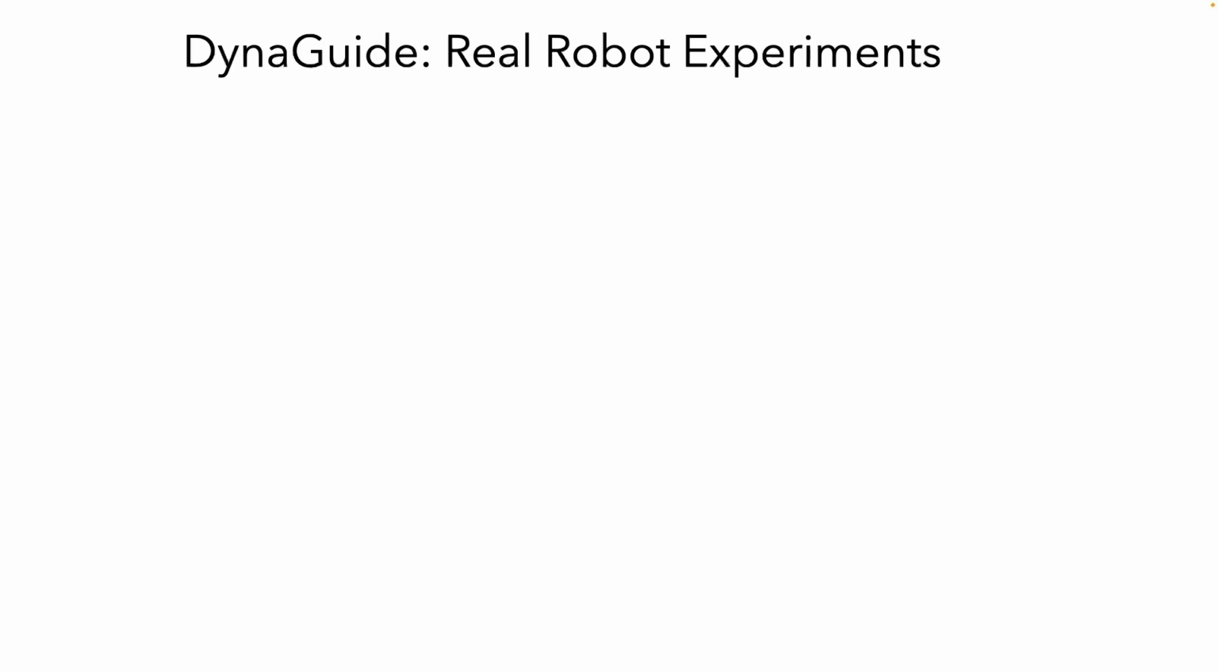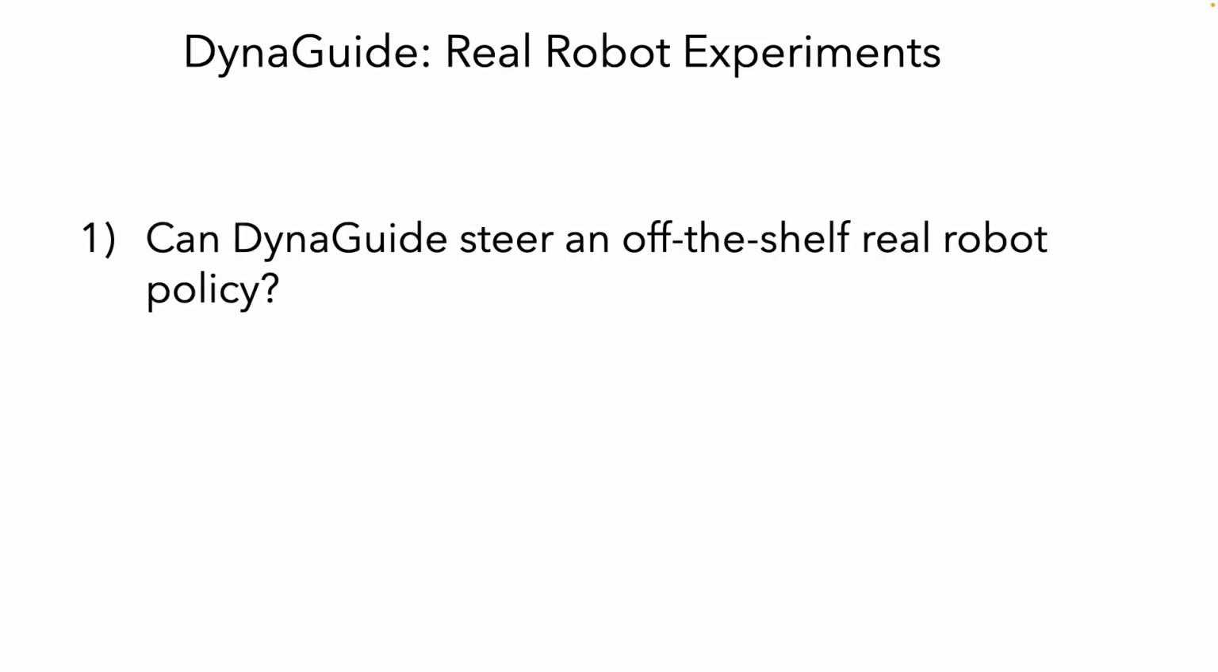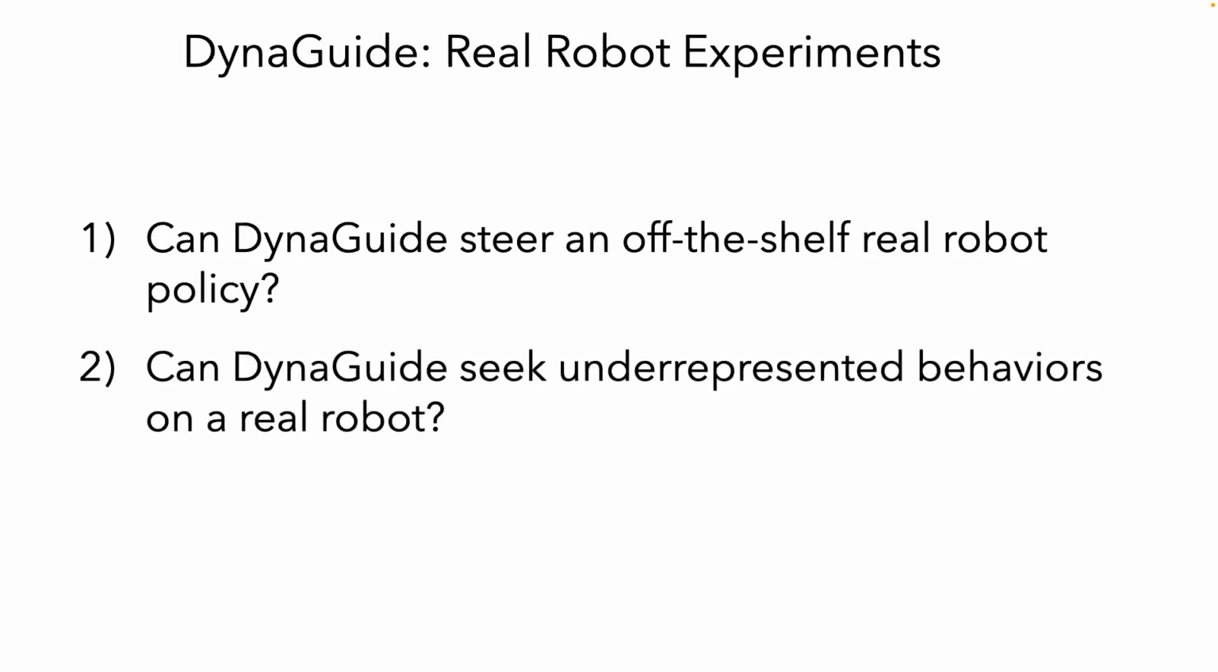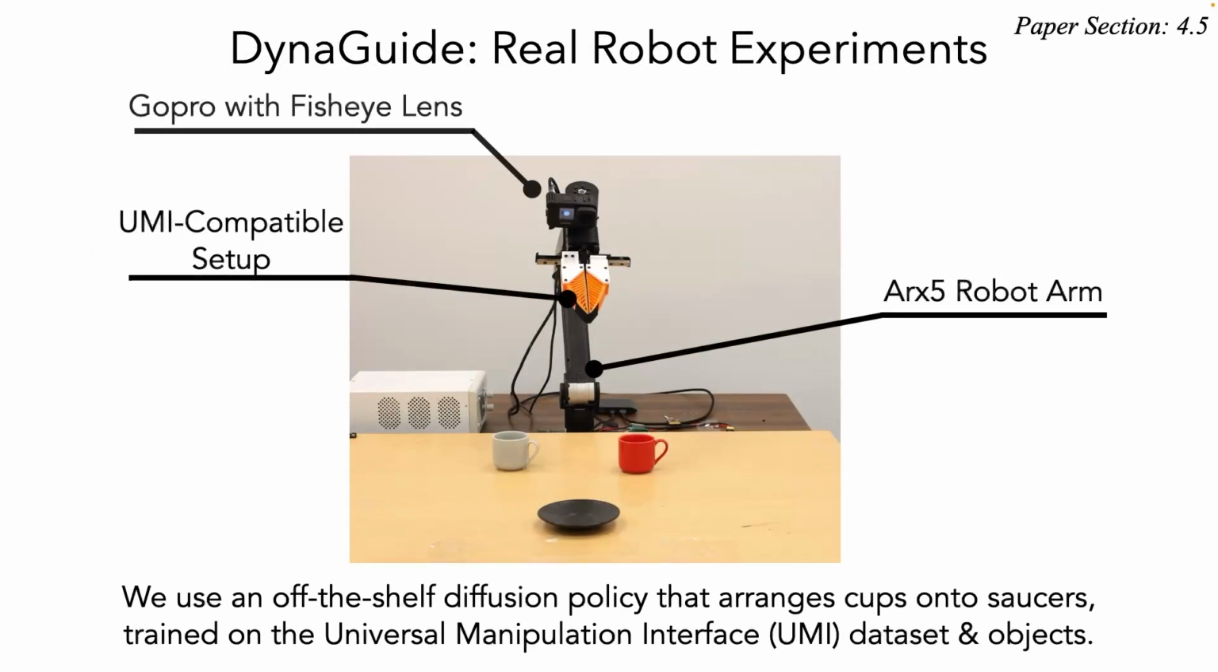We continue by investigating DynaGuide on a real robot setup. First, we are interested if DynaGuide can successfully steer an off-the-shelf policy. Second, we test DynaGuide's ability to seek behaviors that are rare in this policy. Lastly, we test if DynaGuide can steer a base policy towards a behavior that it was never trained on. For the base policy, we use an off-the-shelf policy trained on the Universal Manipulation Interface setup. We train a dynamics model using data collected on the Universal Manipulation Interface, downloaded from public datasets and from our experimental setup.